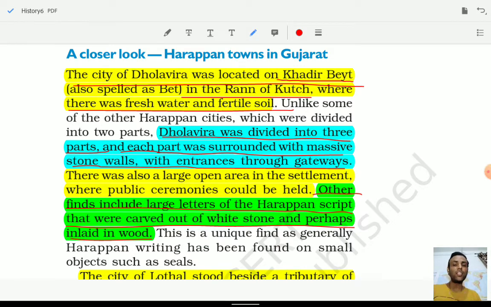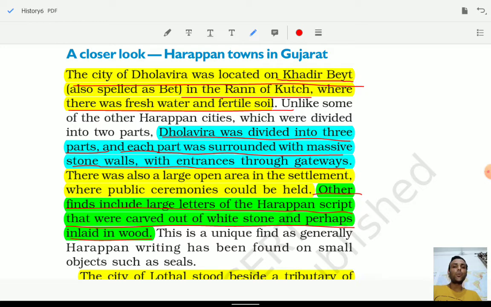What was this location? The location was Dholavira. Now pay attention, because we have already seen that most of the sites were divided into two parts. Why is Dholavira important? Dholavira was divided into three parts, and each part was surrounded by massive stone walls, with the entrance through a gateway. There were gateways and massive stone walls, and it was divided into three parts, right?